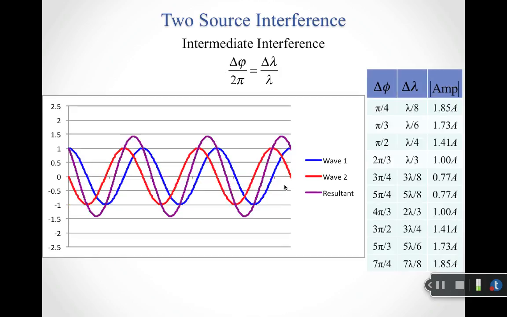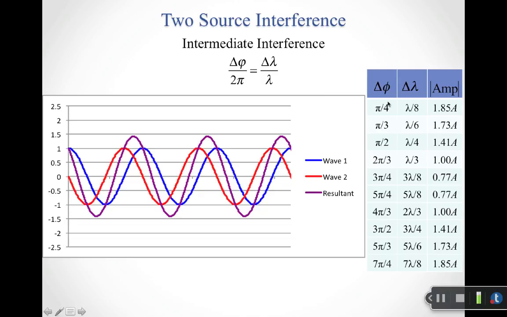So those are sort of the two special cases. Everything else falls in between. So everything else we can basically think of as intermediate interference. And intermediate interference is just a way of saying they don't add up perfectly, they're not perfectly in phase, they don't cancel out perfectly, they're not perfectly out of phase. You just have something between twice the amplitude and 0.